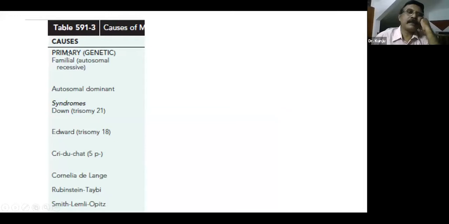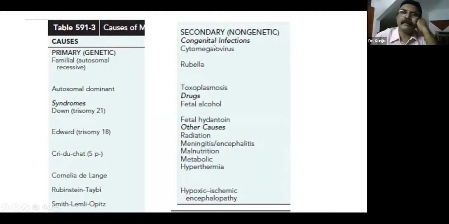So primary are genetic ones. As I have mentioned, it must be familial, either autosomal recessive or autosomal dominant. And syndromic, I have mentioned already, the chromosomal disorders, and we can remember the CRS because of other syndromes. And secondary or non-genetic, we have mentioned congenital infections or TORCH infections. So in that, we have to include Zika, nowadays Zika syndrome also. Zika, because that is being reported from Brazil. Congenital Zika: if mothers get Zika infection during pregnancy, they can give birth to children with microcephaly. Okay. Fetal alcohol syndrome and fetal hydantoin syndrome can also be remembered.